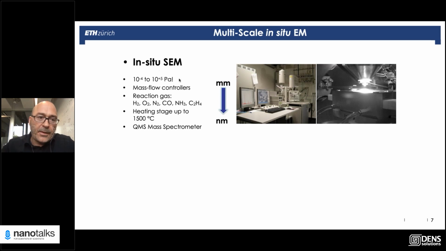You can see it here, the base pressure is in the low 10 to the -4, 10 to the -5 Pascal, up to even 1 bar. And we have a mass spectrometer connected, so we can do some reactions and then detect if something happens in the gas phase. So that is our, let's say, large scale instrument.